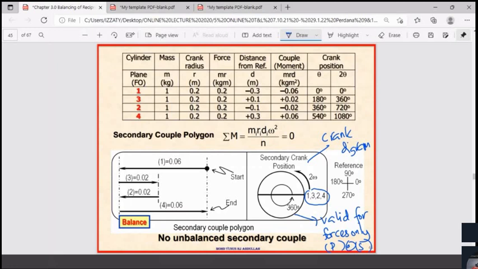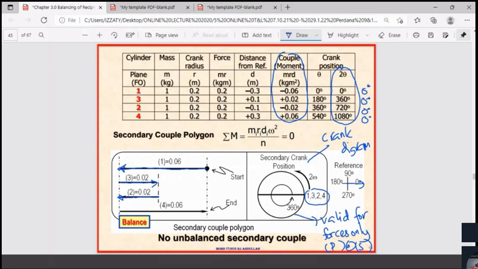So the primary couple is done, secondary now. You have MRD versus 2 theta. Look at here. You have negative 0.06 at 0 degrees. It's supposed to fall to your right, but you have negative here, so it will go to your left. The next one, you have positive 0.02, at 360 which is equal to 0 degrees, so you fall back with the units of 0.02. Then you move on negative 0.02, 0 degrees, so you will go another direction. And finally, you have positive 0.06 at 1080 or 0 degrees.